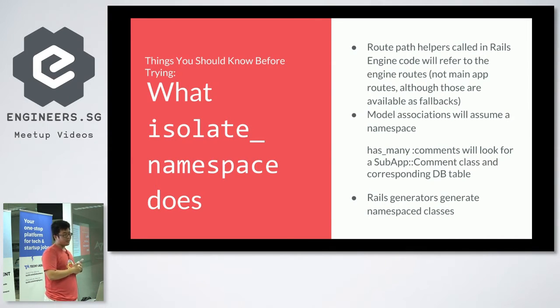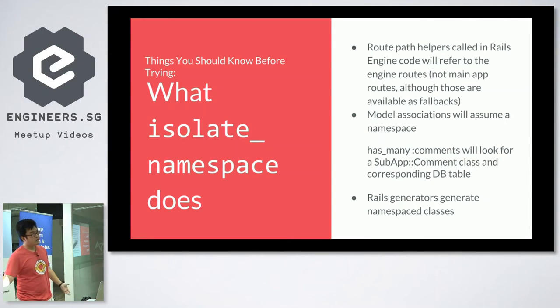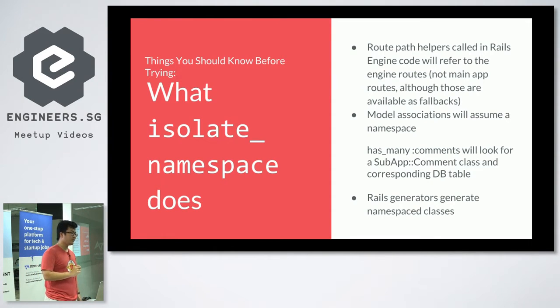Second thing, model associations will assume a namespace, provided you use isolate_namespace. What that means is, I'll show you an example, I think. If you say a post has many comments, it's going to look for a model called comments under the namespace of your Rails engine. So example is there. The last thing is that if you use the Rails generator, rails generate model, etc., inside the directory of your Rails engine, it will generate the namespaced versions of those classes. So everything becomes namespaced, and this is the way that a Rails engine separates itself from your main Rails app's code.